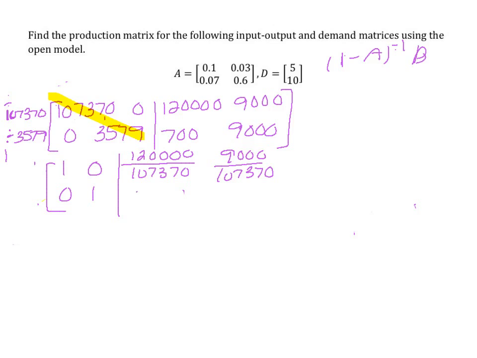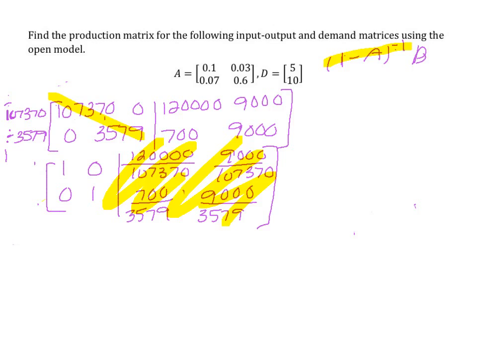I'm sure they can be reduced, but just so you can see what it looks like. So now we've found our inverse. So we've done this portion. We now need to multiply this portion here by our demand matrix. Okay. So instead of writing a new row, I'm just going to leave it as such. So we're going to take our top and multiply it down here.